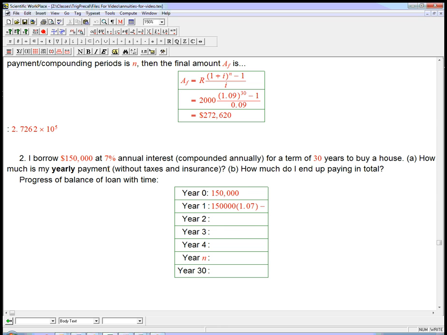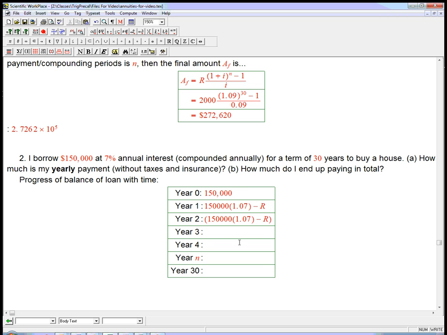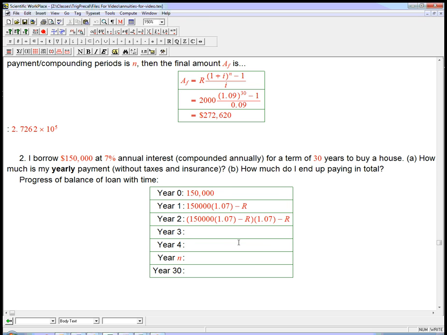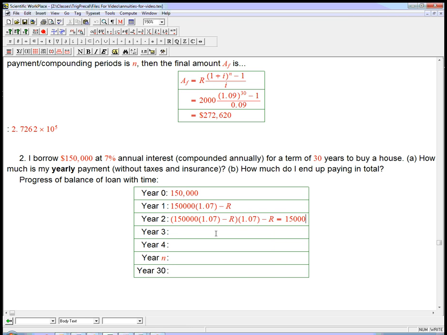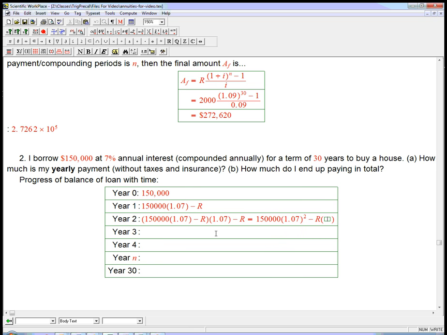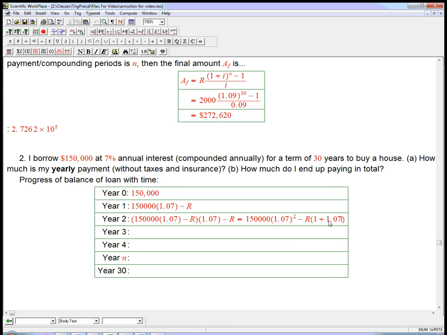Now, we don't know that. Well, that's where we put it in as a letter, and we'll figure it out later. So if we knew the payment, that's what we would have. It's okay that we don't know yet. Now, year 2, you're going to take that entire expression and you're going to get a 1.07 interest charge on that. But then you're going to also knock it down by paying again. Now, really important, there's a slightly better way to write that: 150,000 times 1.07 squared minus R times, in the other two things, 1 plus 1.07. That should maybe start to look a little familiar.